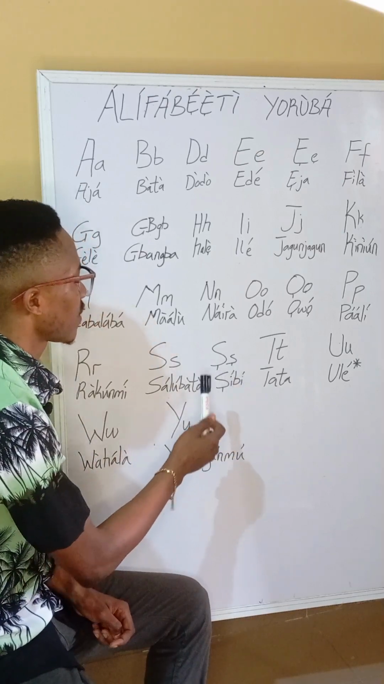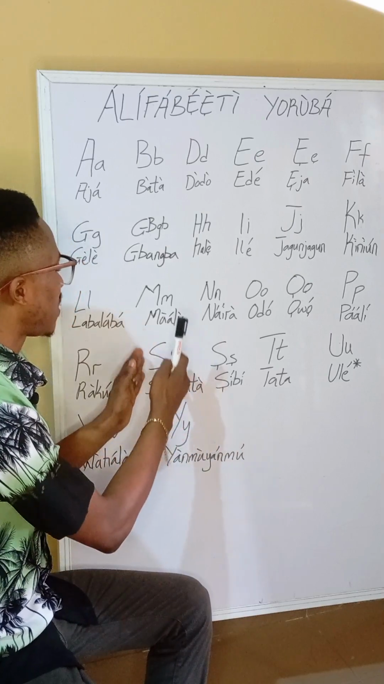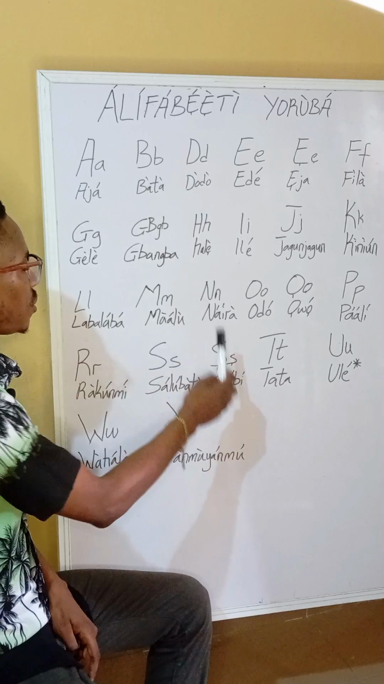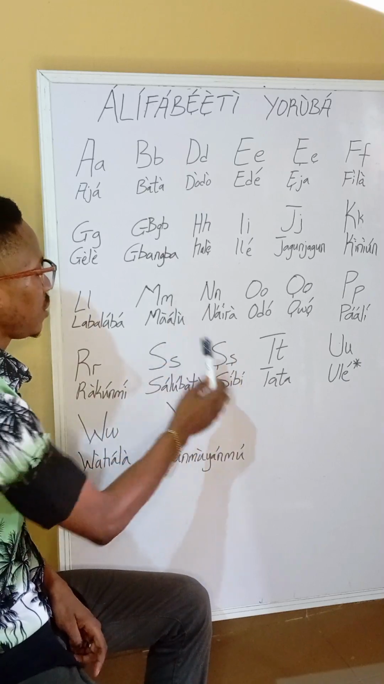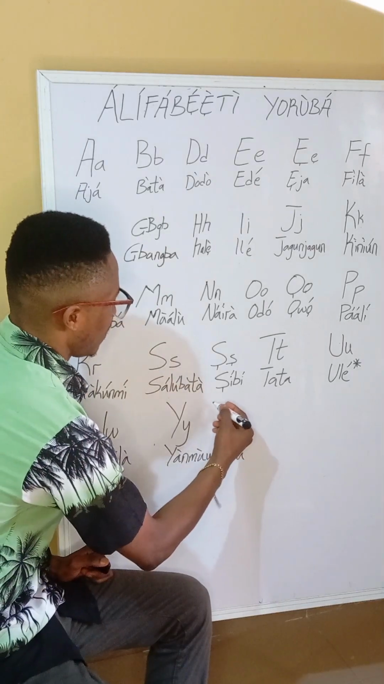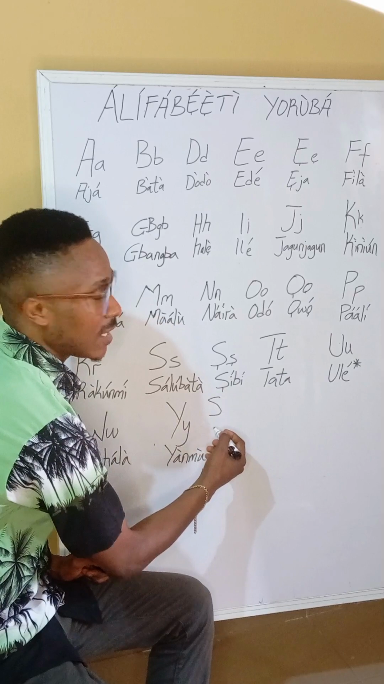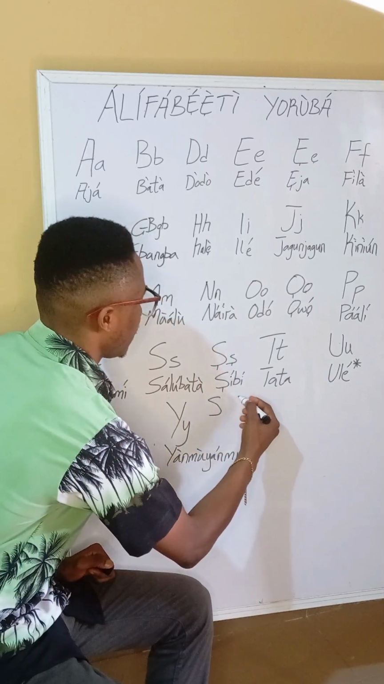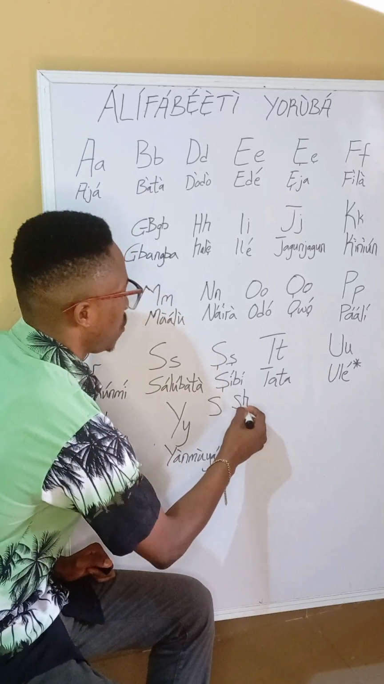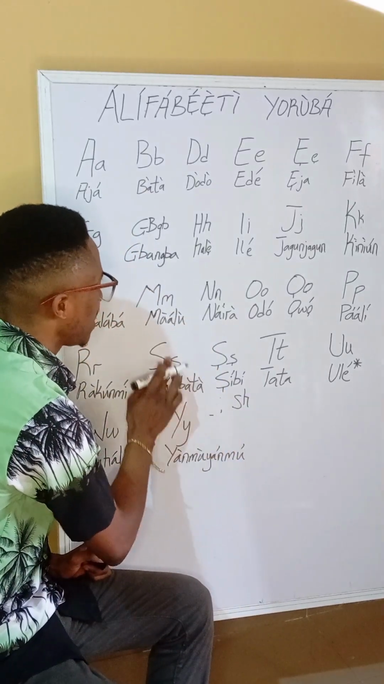Sh, Shibi. Take note of the difference we have between S and Sh. For better understanding, one has the sound of just the ordinary S, and one has the sound of H, Sh, as in sh. That's why we have S and Sh.